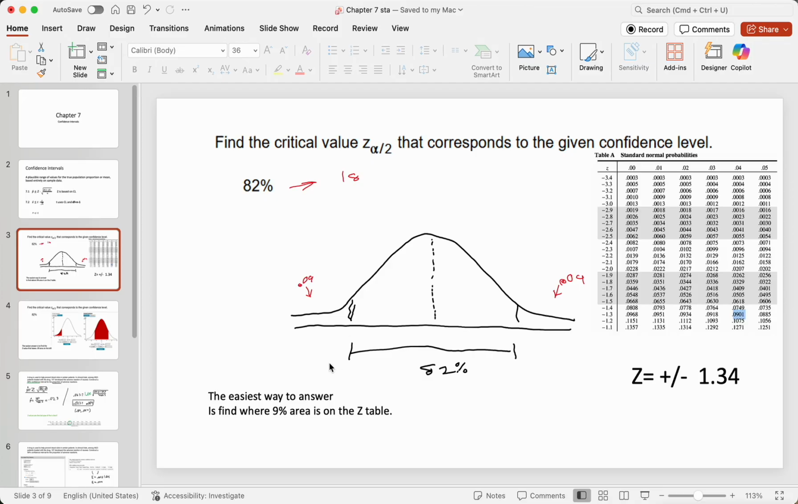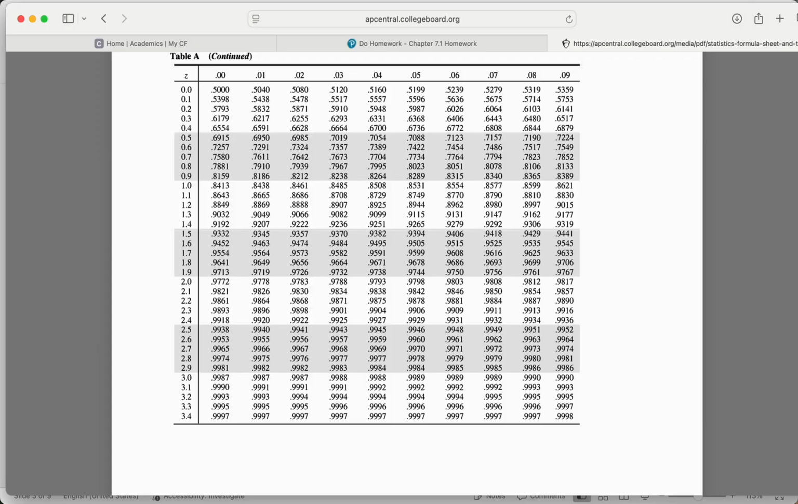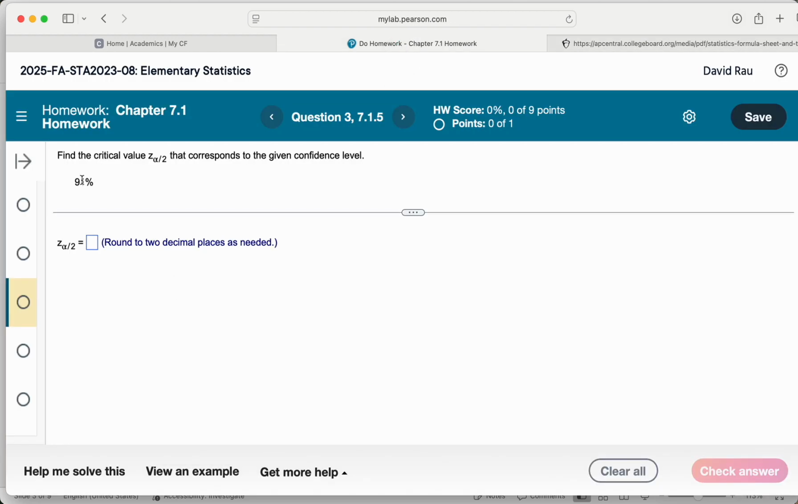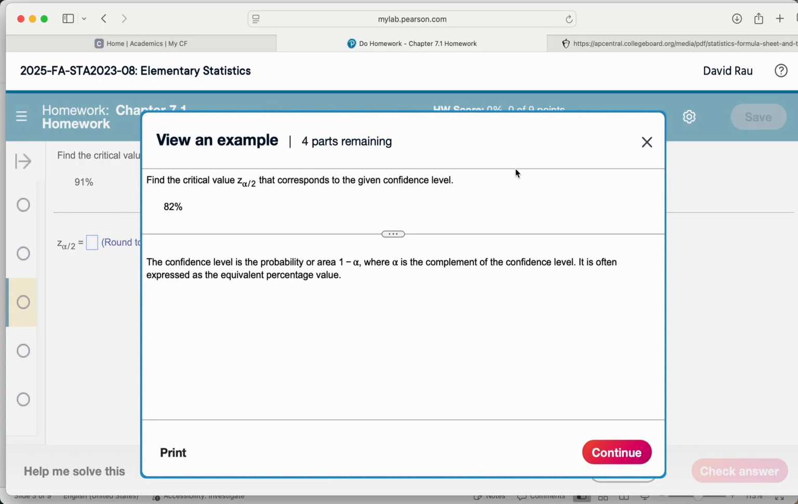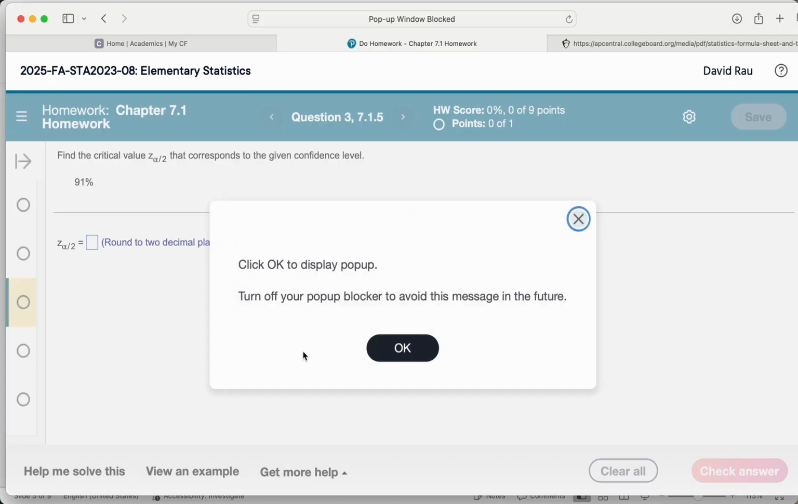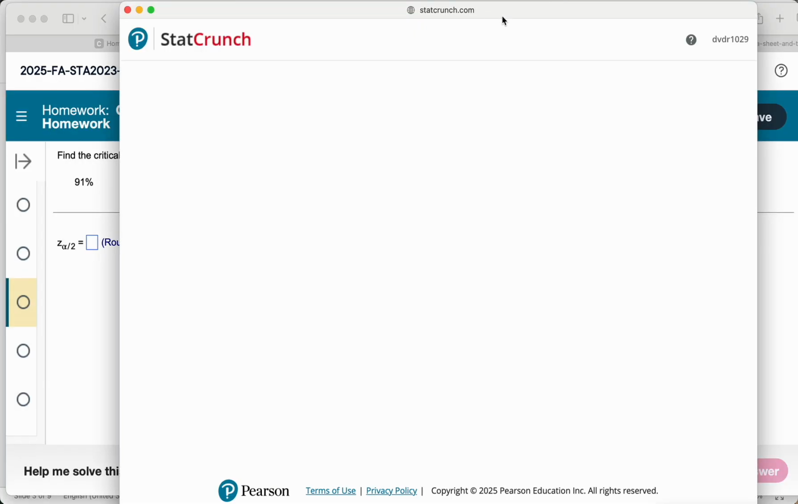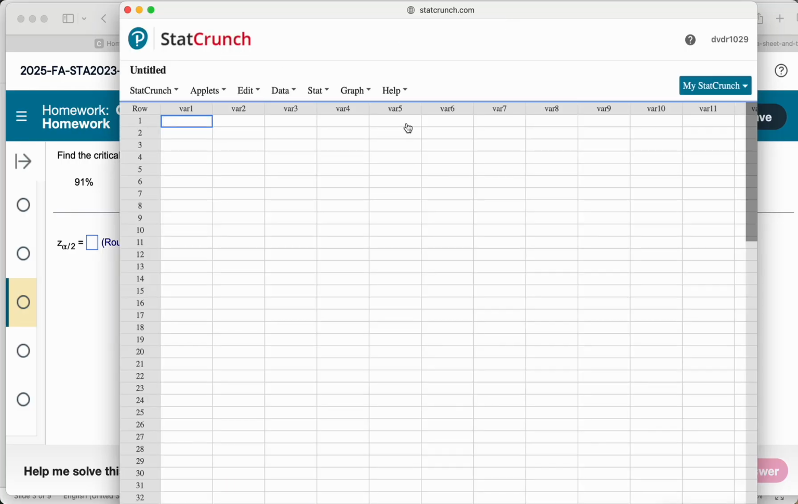Okay. Now, also, of course, there is a way to do this in StatCrunch. So maybe let's do one more example and see how that shows up. So this one, they wanted 91%. So that means there's 9% left over. Oh, look, there's where I got it from. That means there's 9% left over, which means there's 4.5% on either side. So let's show you the two ways of going through that.